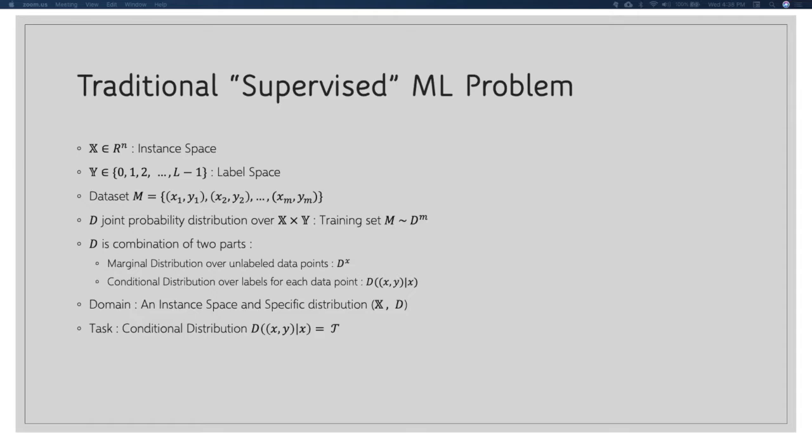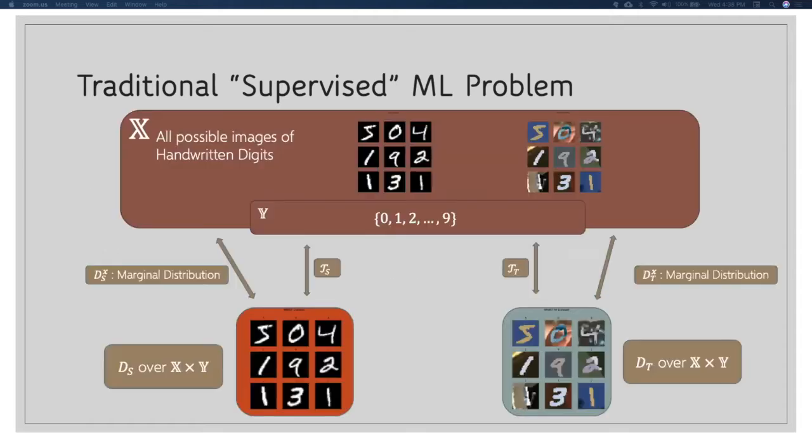So if we try to put more context here, instead of, let's say, discussing the maths part, it might look something like this. Your instance space has all the possible images of handwritten digits. It might have the black background and white fonts. It might have some random backgrounds and some random colors. And your label space has all those possible digits, which is 0 to 9 in this particular case.